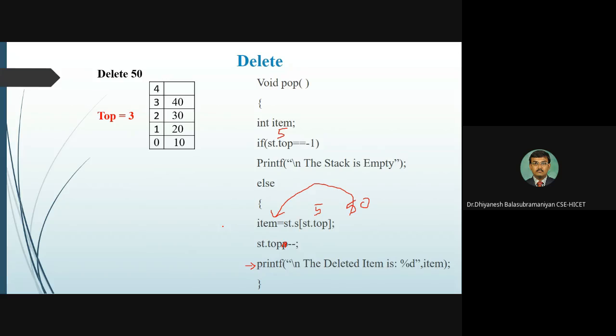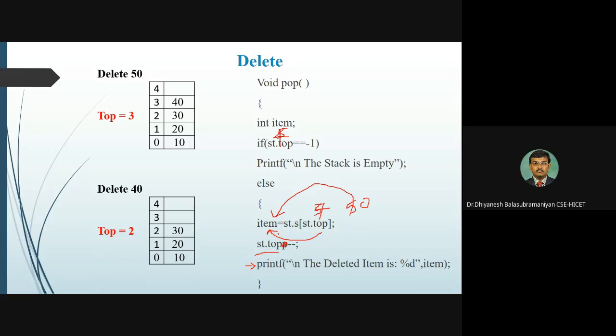Next, I'm going to delete the next element, that is 40. Now the present top position is 4. 4 equal to minus 1? The condition is false, so we directly come to the else part. Top position is 4. What is stack of 4? Stack of 4 is 40. The 40 I'm placing in item, and I'm decrementing the top position. So 4 minus 1 is 3.